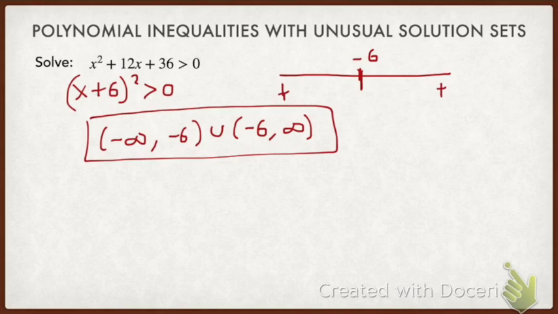Be careful with this when you're doing different ones for solutions. Make sure we don't have any multiplicities. If we have multiplicities, you have to be careful on what your inequality is telling you to do, because at a multiplicity of 2 or 4, we are just touching the x-axis. We do not cross the x-axis.